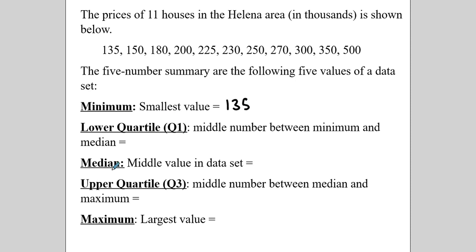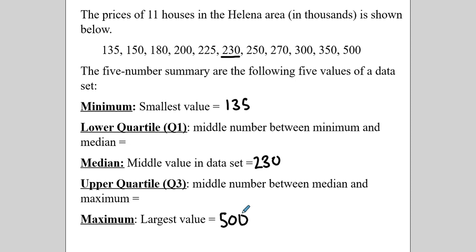Let's do the median because we know what that is. The median is the middle value in the data set. If you look, there's 11 values. That means that the middle is going to be the one which has 5 above and 5 below. If there's an even number, I should mention that the median is the average of the middle two. So just be aware of that. So the median in this case is 230. Again, let's jump over the upper quartile or quartile 3 for right now and just talk about the maximum. The maximum value is obviously 500.